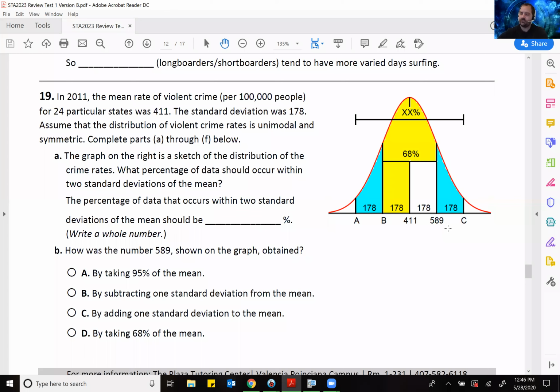That's it. So part B, it says, how was the number 598 obtained? What did they do? They added 1 standard deviation to the mean. You got it. Because we went 1 standard deviation away, right? Here's the mean. This is X bar. And we went up by 1 standard deviation. So exactly what you said, they added. So which answer is it? A, B, C, or D? C. Yay. Moving on.